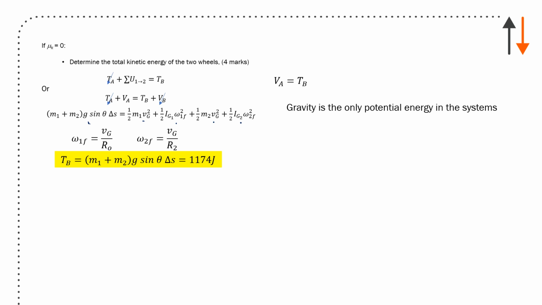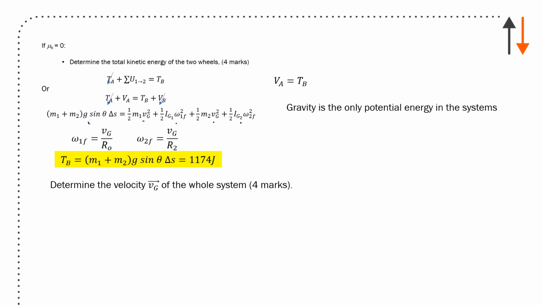And I substitute all the terms, and I don't have to solve for this at this point. All I have to do is solve for this, and I know where the height is. So that's just going to be 1,174 joules.